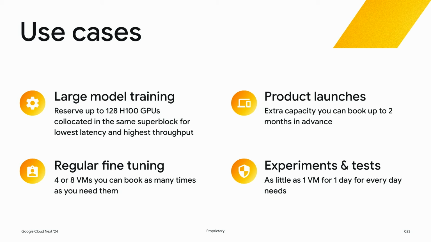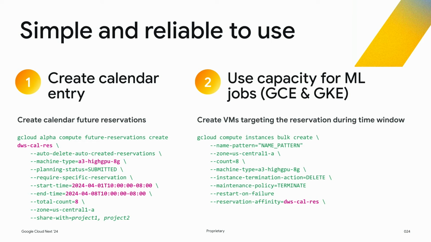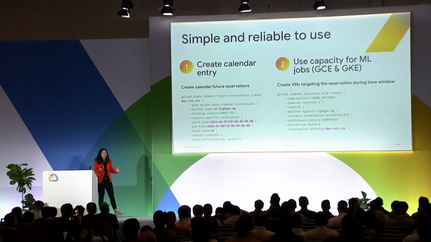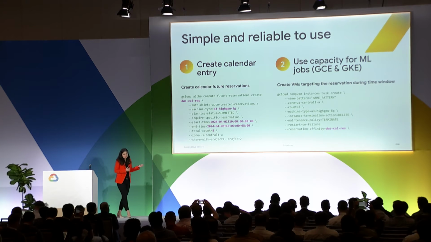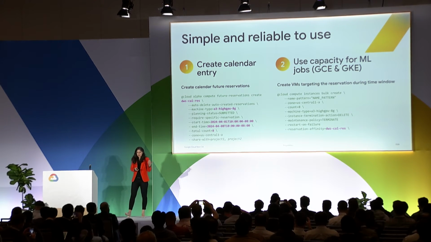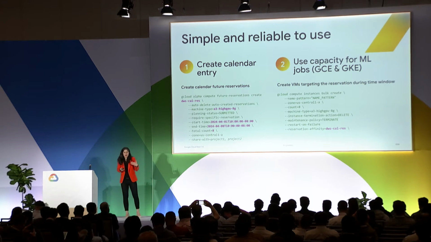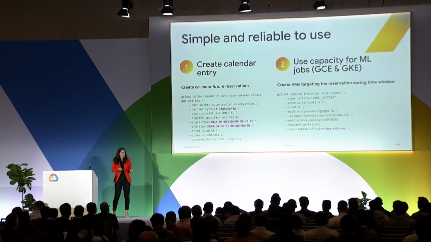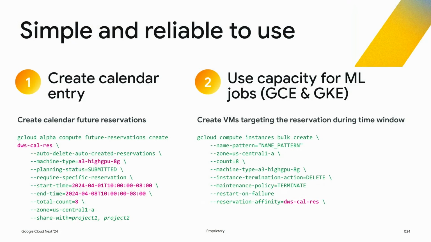Let's look at the API. There are 2 steps to it. It's going to be fairly simple to use and works reliably. First step, you create a calendar entry. And using the Future Reservations API, you can create a calendar request by simply specifying the VM type, in our case, A3. I think I can use the laser. The start time and the end time. And that's it. You will get a confirmation in a couple of days because that capacity is already set aside for this specific mode. You're going to get that response really, really quick, basically.